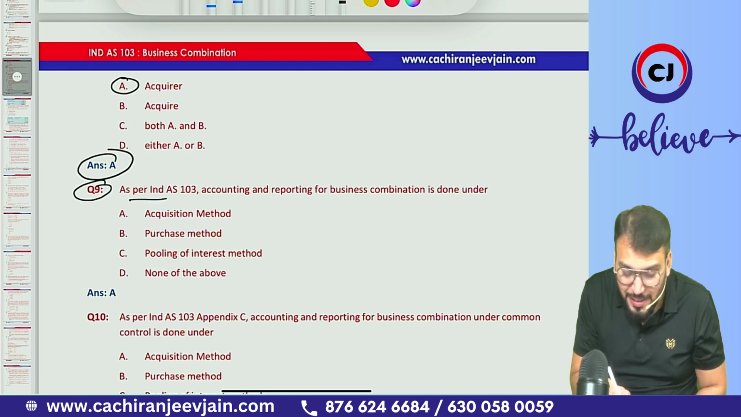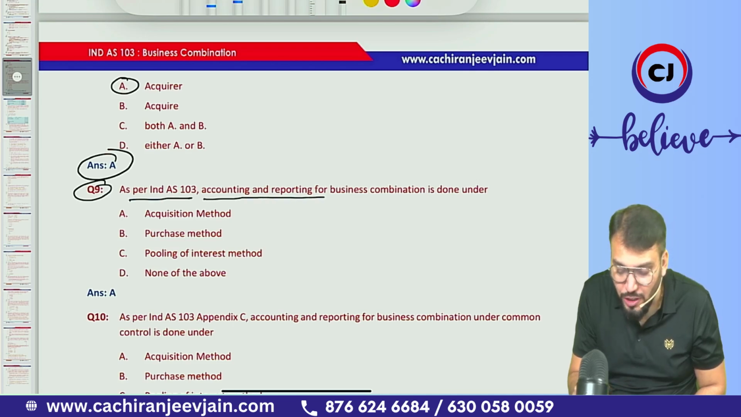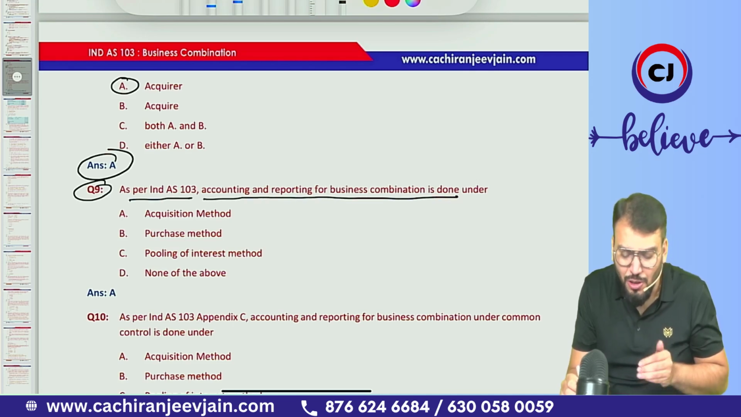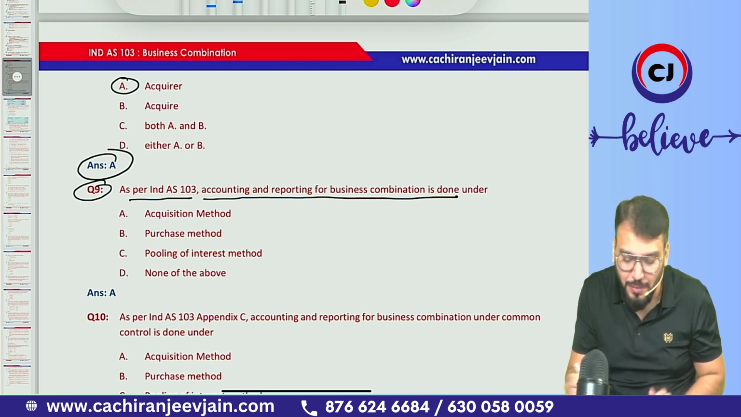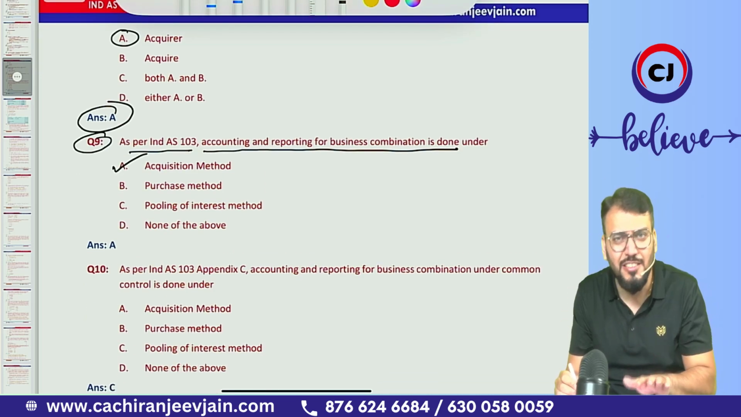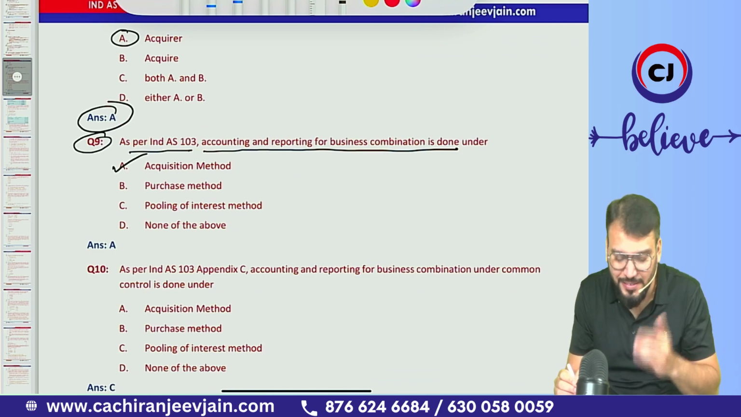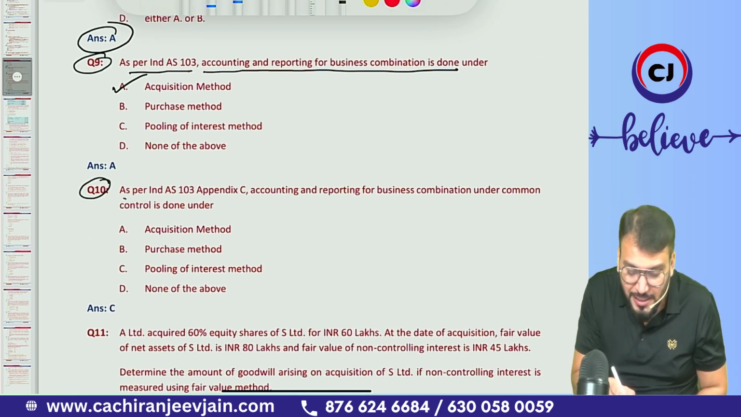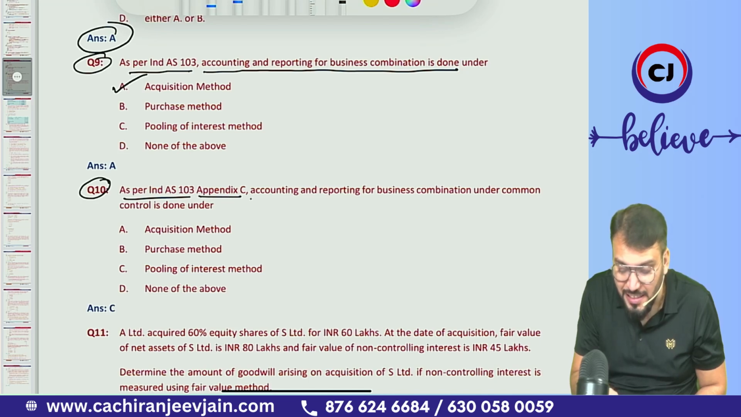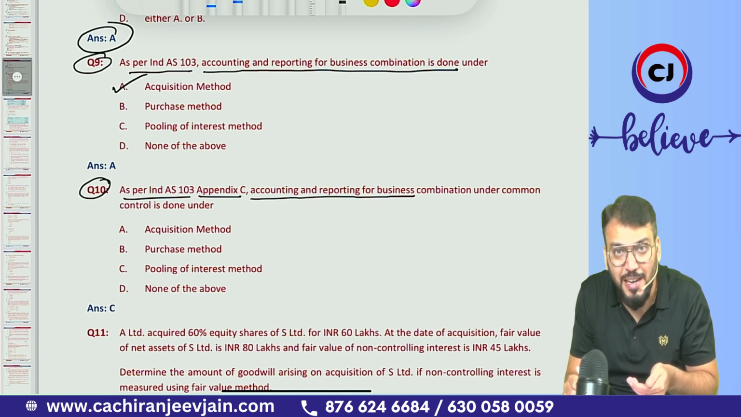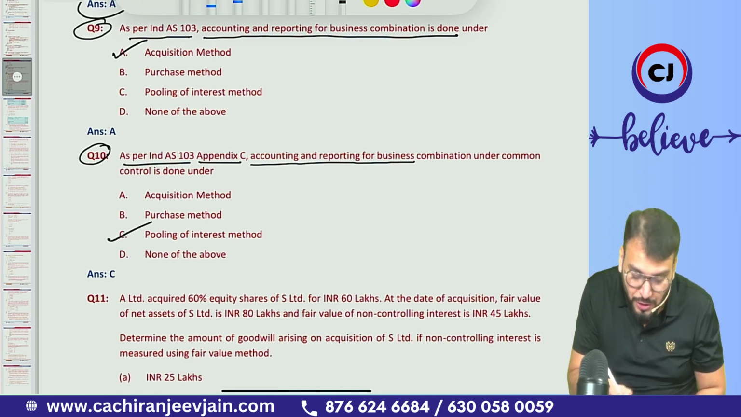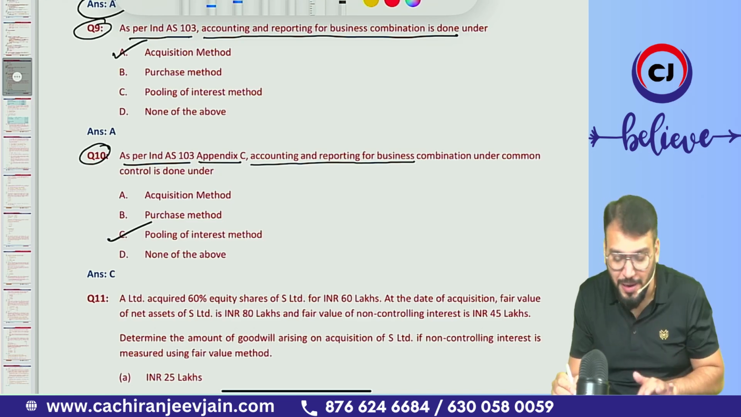Question 9. As per Ind AS 103, accounting and reporting for business combination is done under which method? Of course, as per Ind AS 103, for business combination we have the acquisition method. So option A is correct. This is a theoretical question, very simple. Then question number 10, as per Ind AS 103, Appendix C, accounting and reporting of business combination under common control, we have which method? Pooling of interest method. So option C will be correct. Got this point?